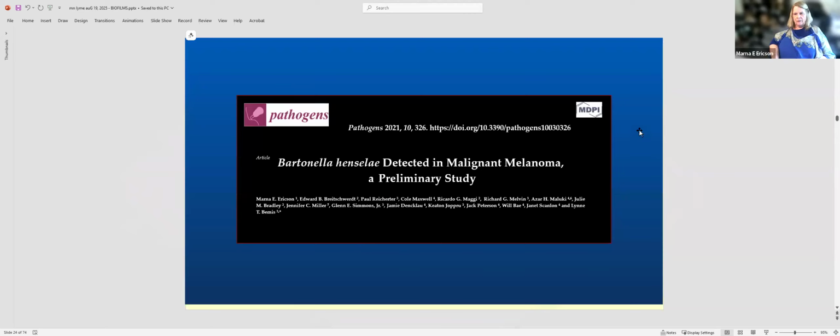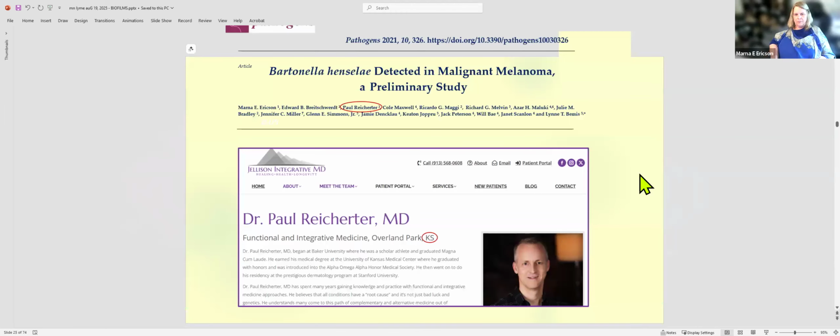Here's what I want to tell you about this, because it's so dang important, and I'll keep working on the biofilm, because that plays an important role here. Here we found Bartonella in malignant melanoma. This was because our good friend Paul Reicheter, now in Kansas, was at one time in Oregon. He's a Mohs surgeon, so he takes skin cancer lesions off. He had a lot of patients who had metastatic melanoma lesions in non-sun exposed areas. Well, what the heck? So he talks to our friend Ed Reichford.